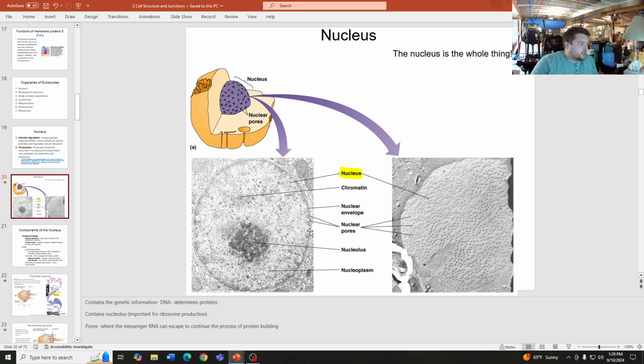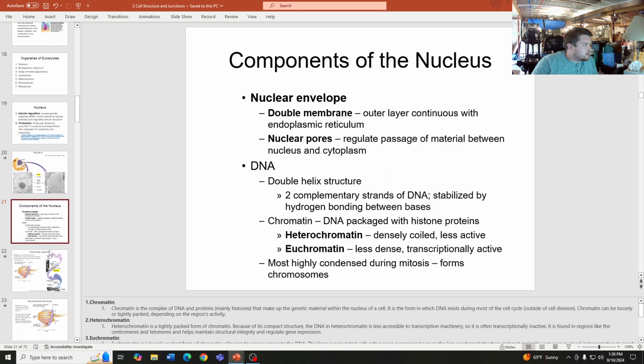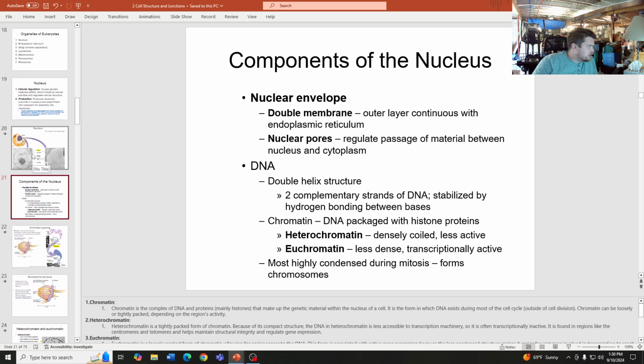Here we have the nucleus, all that genetic information. Let me see. I think it talks about it here. I don't think it mentions it later on.